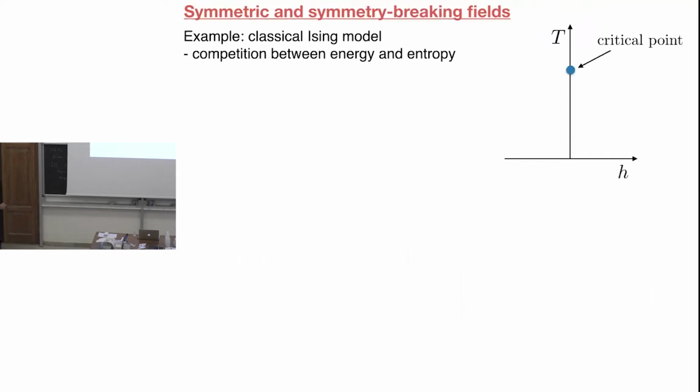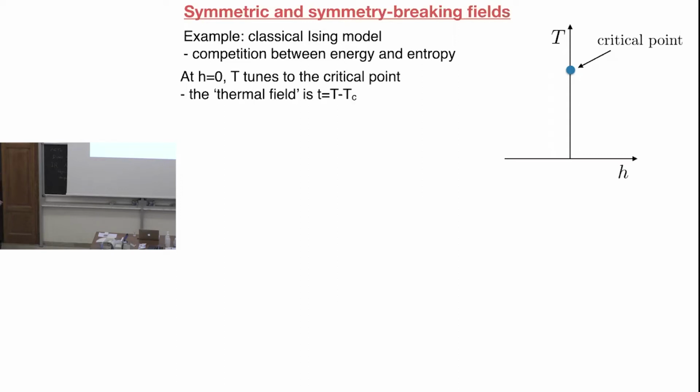So let's look again at the classical Ising model, as we have heard about during this week as well. So we have the field, the zero field, and we have a critical point at zero field. So in this case, the criticality or the phase transition is caused by a competition between energy and entropy, right? So entropy dominates at high T, energy dominates at low T.